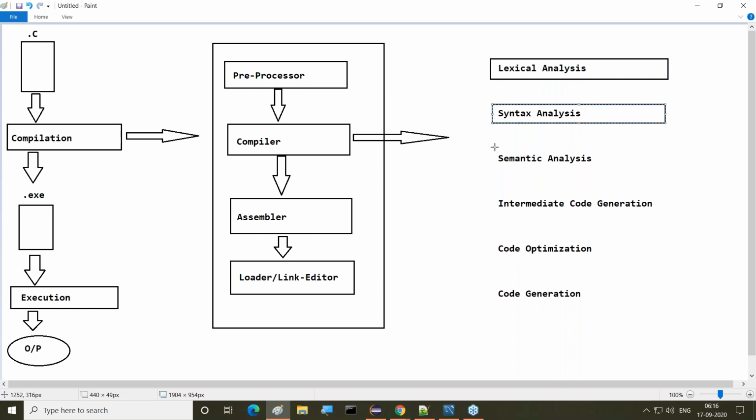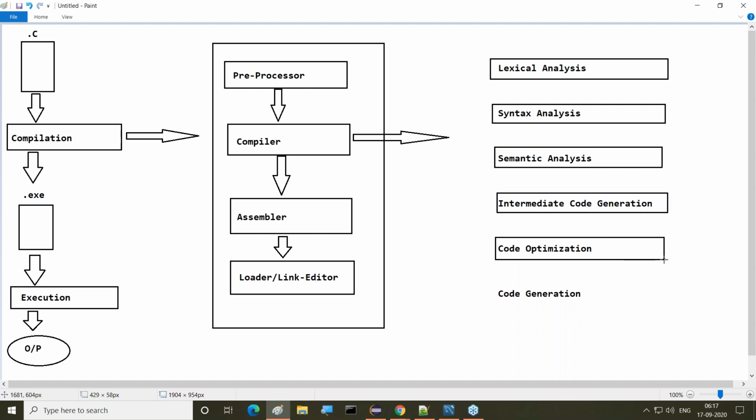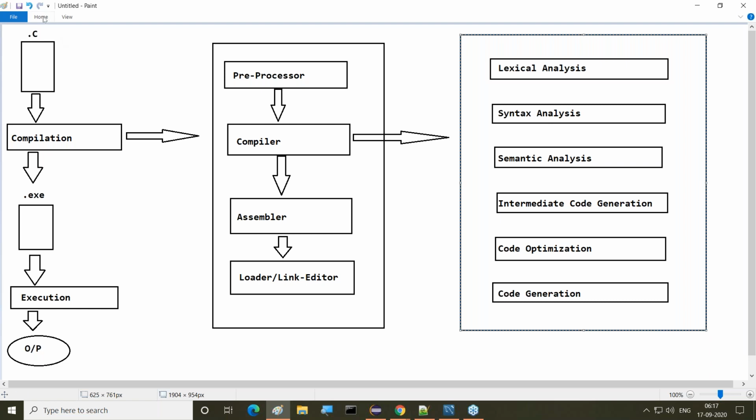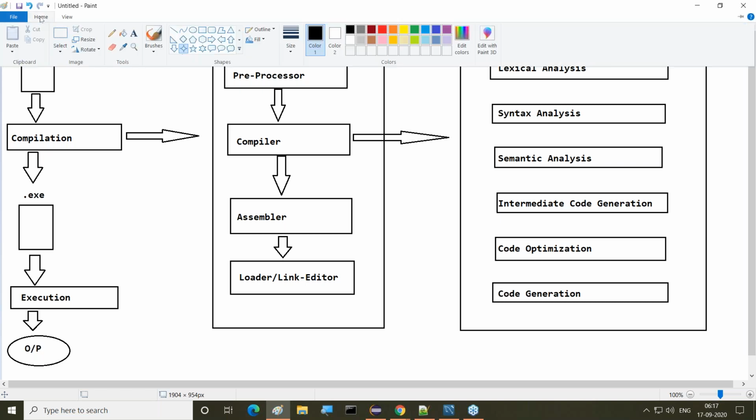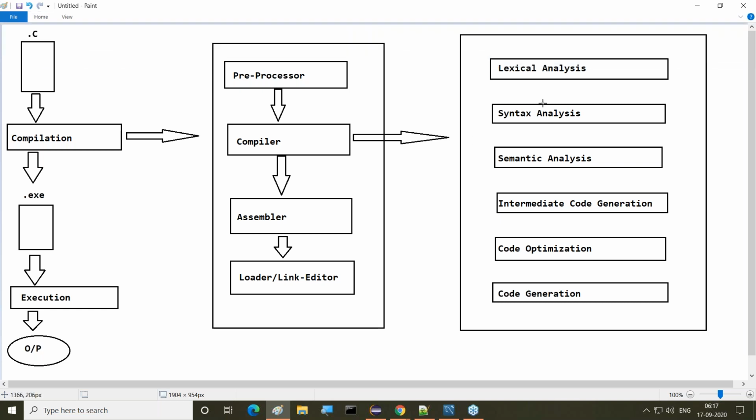But immediately it is not required to know all these things. I'm just giving the structure: what are the various things available, and what we need to know inside this compiler and inside this compilation. These many phases exist. My main intention of this diagram is just to show the location of the preprocessor. Not to explain anything about lexical analysis, syntax analysis, semantic analysis, and so on.